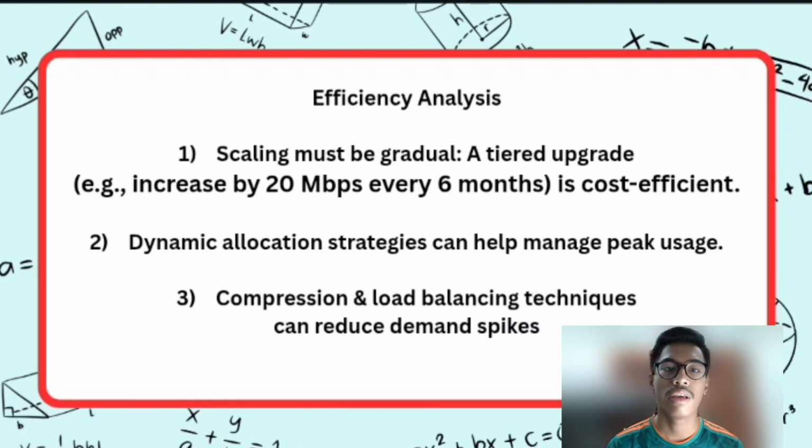Next, efficiency analysis. First, scaling must be gradual. For example, increasing by 20 Mbps every 6 months is cost efficient. Second, dynamic allocation strategies can help the company to manage peak usage. Lastly, compression and load balancing techniques can reduce demand spikes.